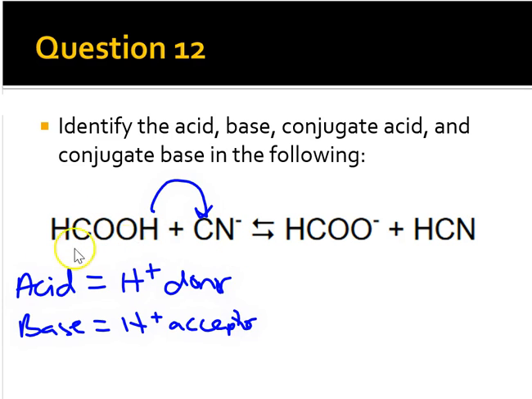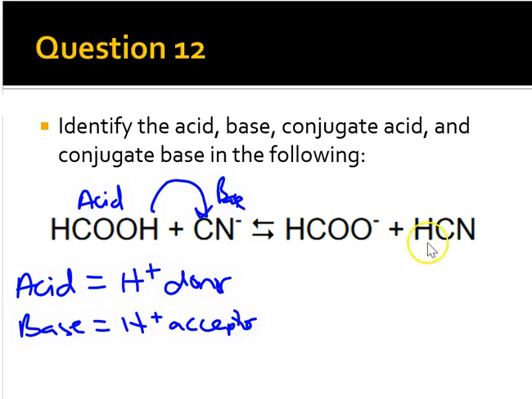Notice also the change in charge. This compound was neutral until it lost the positive hydrogen. That's why it's now negative. This cyanide ion was negative until it gained a positive hydrogen, and now it's neutral. But that aside, that's what's happening. So because this compound right here donated its hydrogen, it is classified as the acid. Over here then, the cyanide is acting as the base.